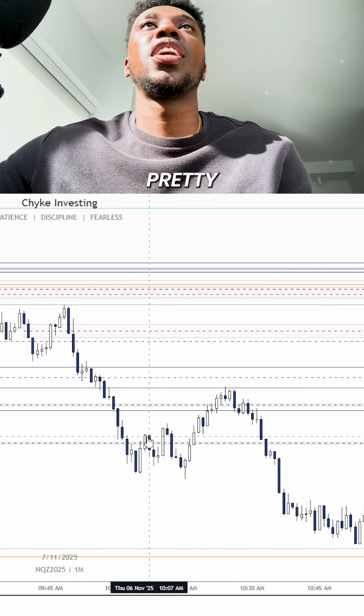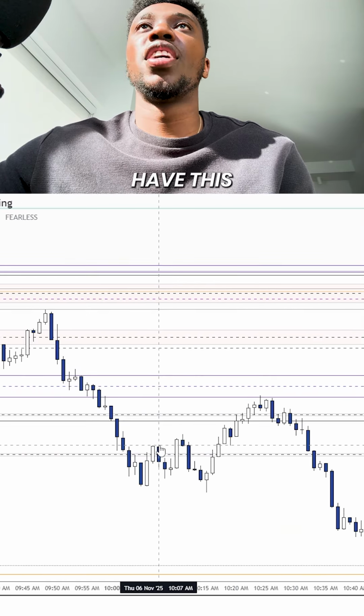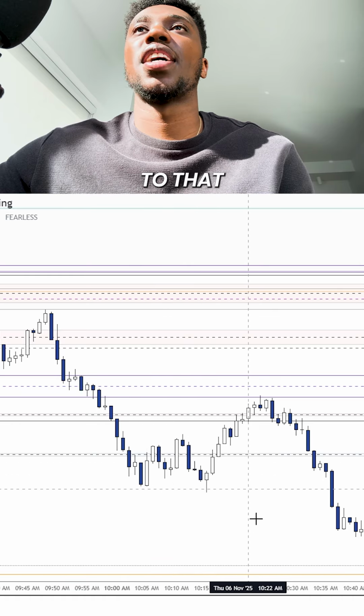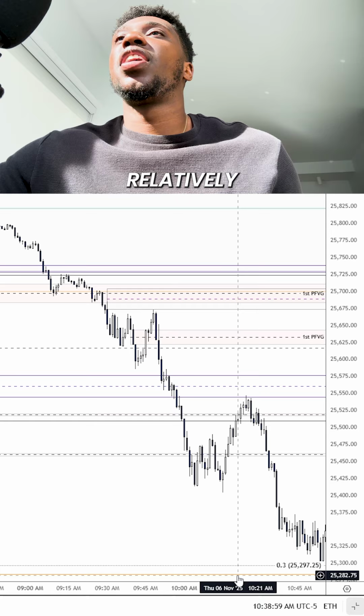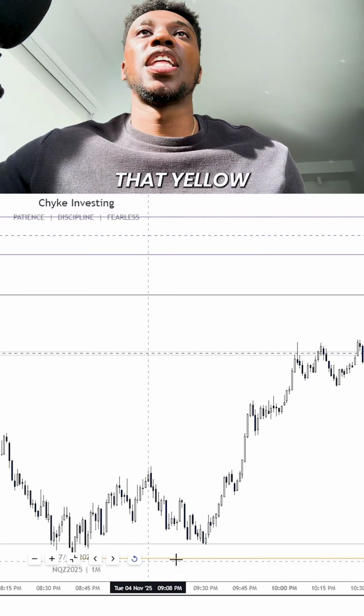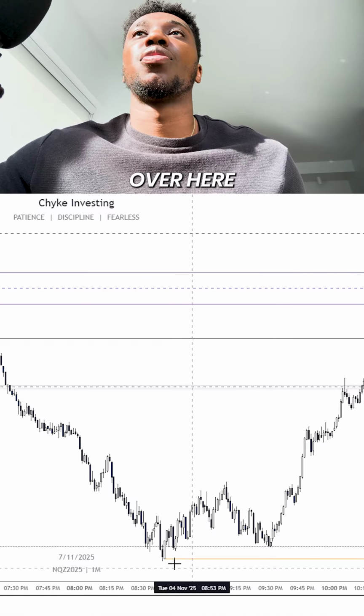Now, as you can see, we have a pretty clear 22 model right here. You have this old high that gets swept by this high, breakup market structure below this low with a fair value gap. Turn back to that to run where? To these relatively equal lows here that is indicated by this yellow line. I can show you where that is. Basically, that yellow line goes to these relative equal lows over here that I'm targeting.